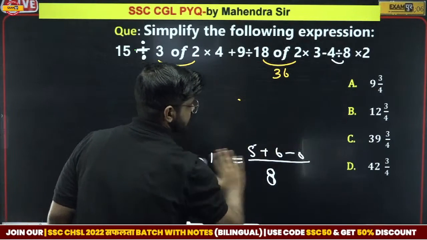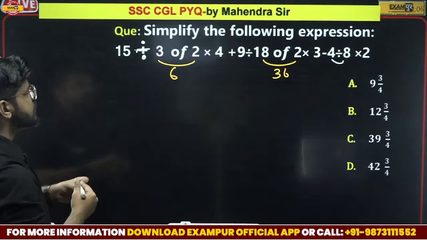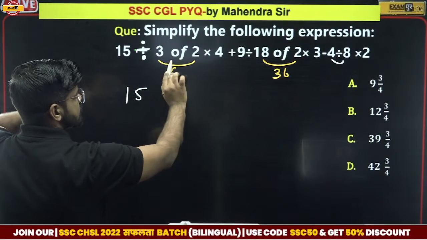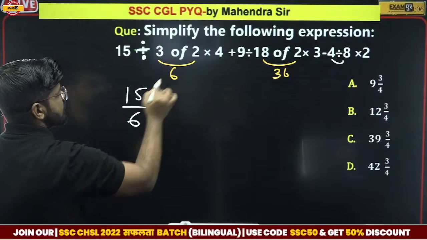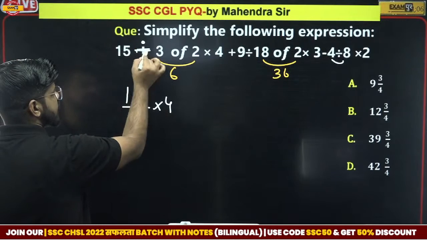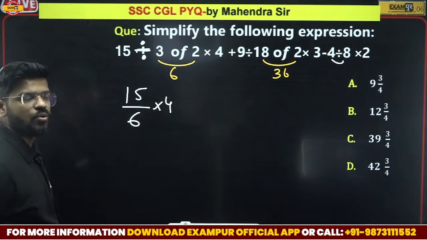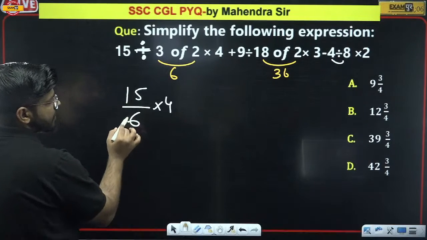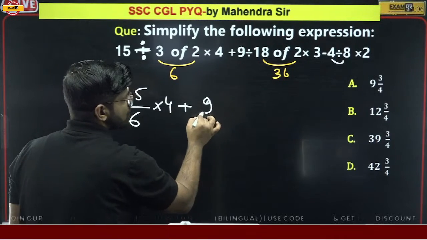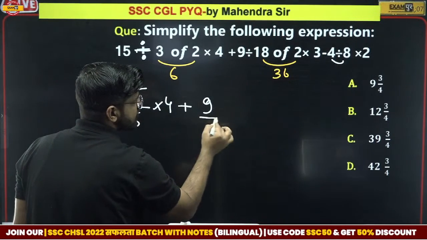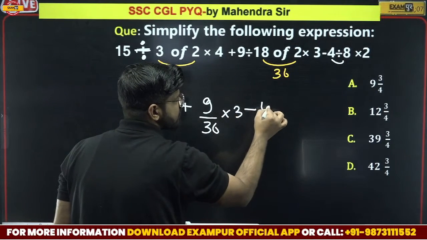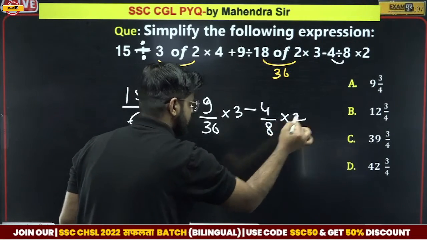Let me solve it again. So this is the divide sign. So we have 15 here and 3 of 2 is 6. 6 is in the divide, and we have multiply sign here. That's what we are doing wrong, because this is divide sign and I have multiplied it on the go. So it's okay. We have 15 by 6, then multiply sign, then plus, then we have 9 divided by 36, then multiply sign, then minus sign, then 4 divided by 8 multiplied by 2. Now solve it.